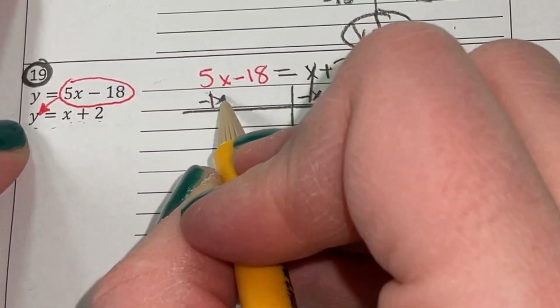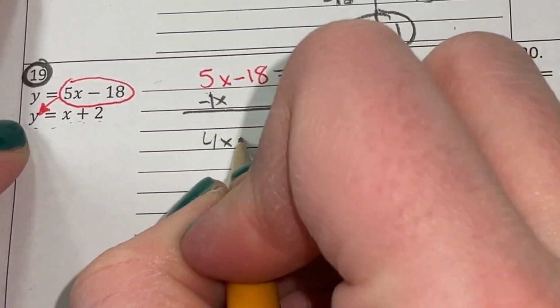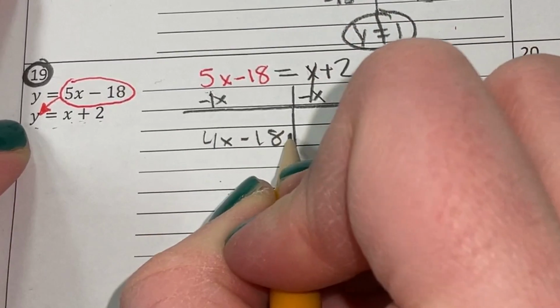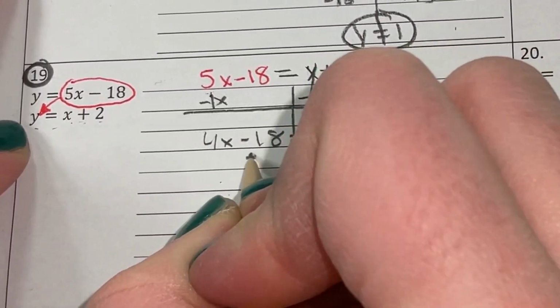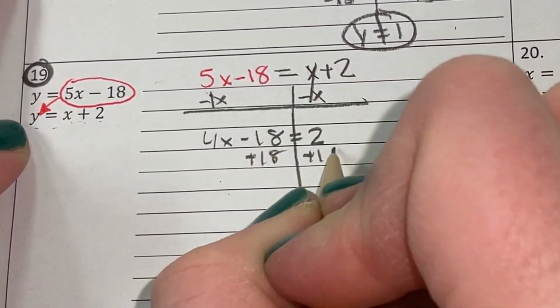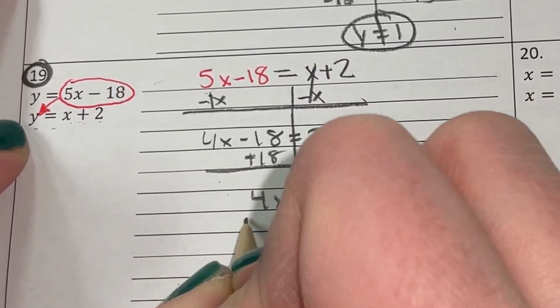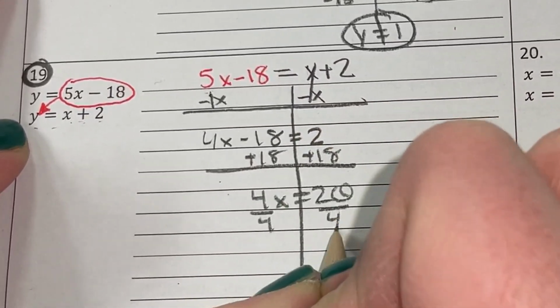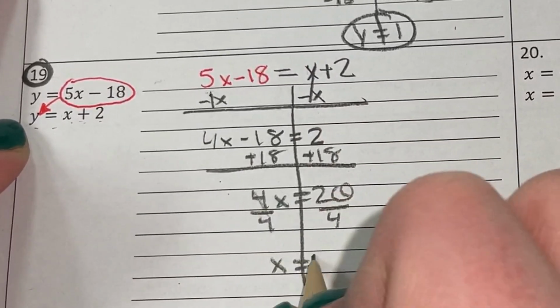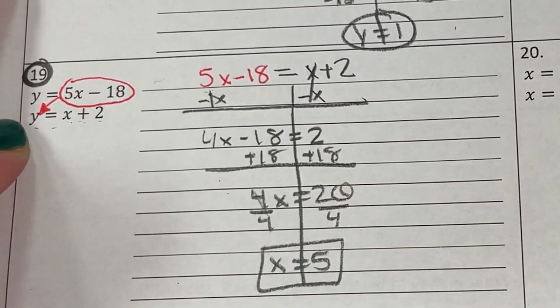So 5x minus 1x is 4x. Bring down the minus 18. This equals that 2. Add that 18 on both sides. Gives you 4x equals 20. Divide by 4. This gives you x equals 5. So x's number is 5. We now know x's number.